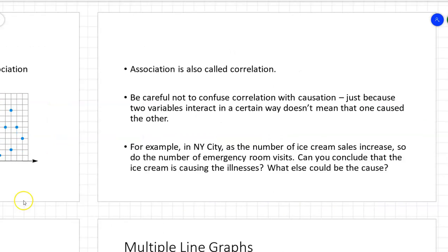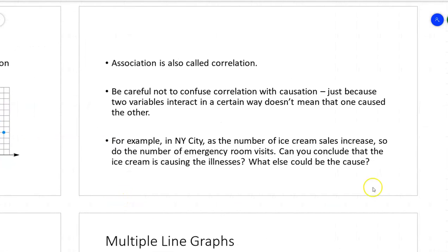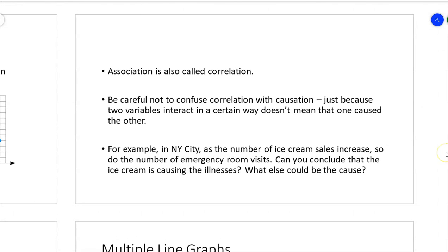All right, my other example about correlation and causation. Just because it's correlated doesn't mean that one causes the other. The classic example is in New York City. As the number of ice cream sales increase, so do the number of emergency room visits. So if you graphed it, you would almost go, oh my goodness, ice cream must be causing people to go to the emergency room. But could there be another cause to it?